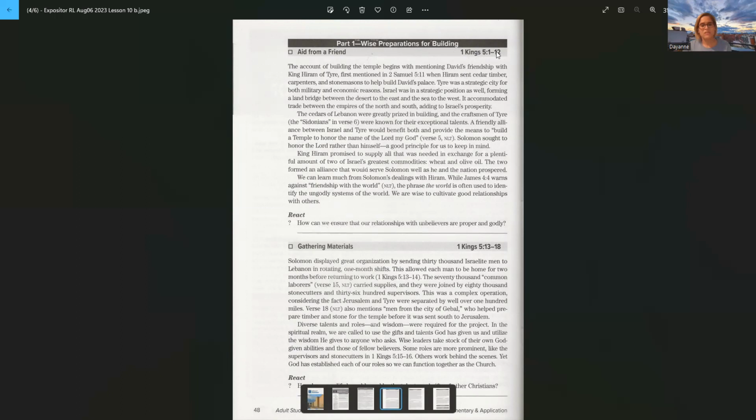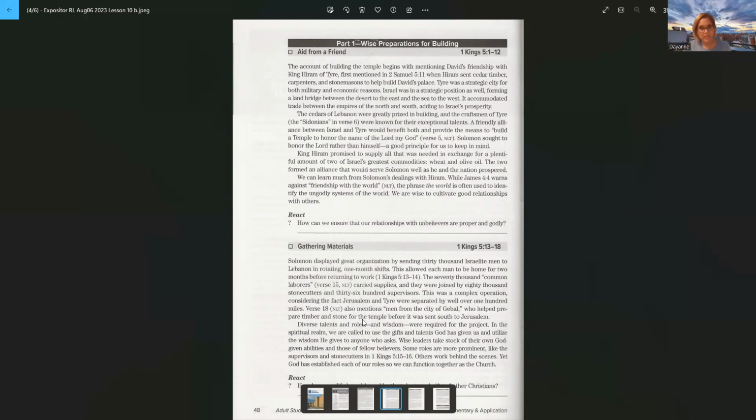1 Kings chapter 5, verses 1 through 12. Again, the second portion of part one, 1 Kings chapter 5, verses 13 through 18. It's also going to give you additional books and chapters in between the parts.